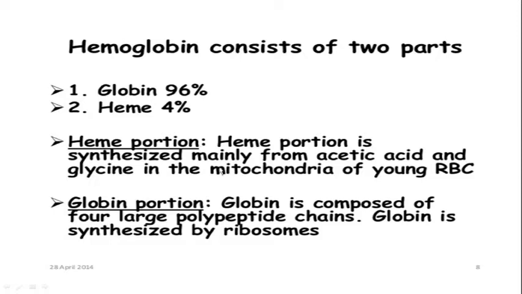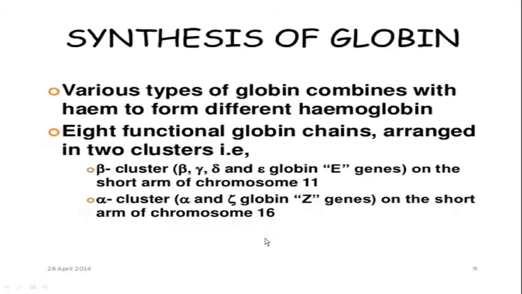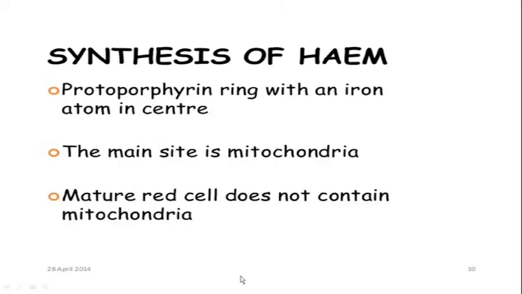The heme portion, as I said, is basically produced in the mitochondria of the young RBCs, and the globin portion is synthesized by the ribosomes of the RBCs. These various types of globin combine to form different hemoglobins, and the 8 functional globin genes are arranged into clusters, the beta cluster and the alpha cluster. The genes for the beta cluster are present on the short arm of chromosome 11, and the genes for the alpha cluster are present on the short arm of chromosome 16.